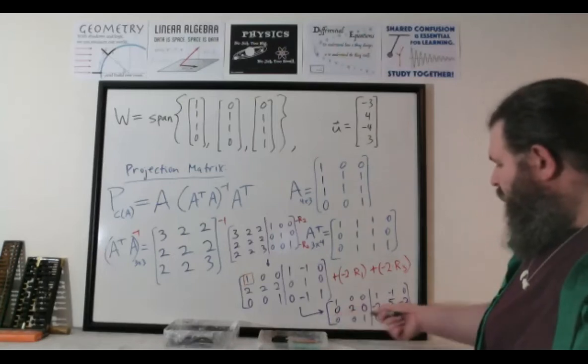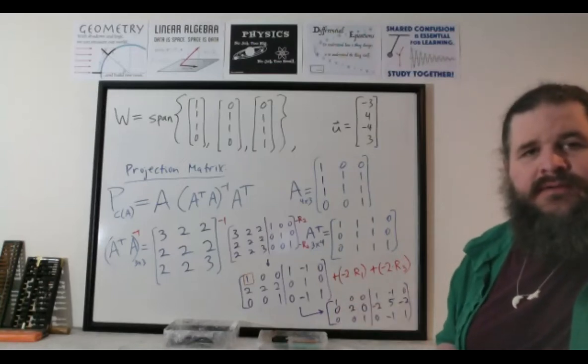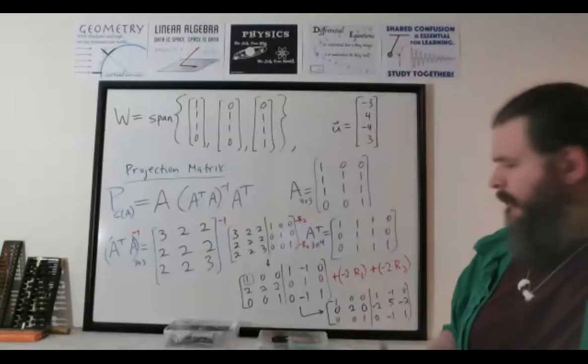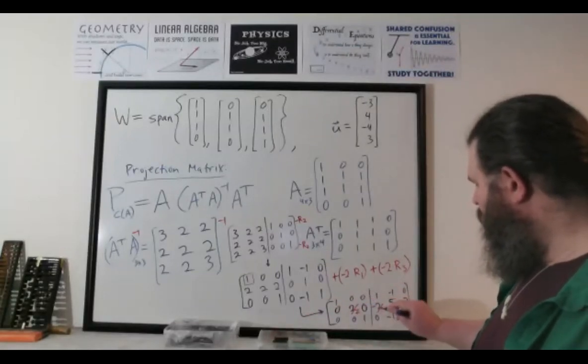And at this point, this is now almost in reduced row echelon form. What's the only thing we still need to do? Divide the middle row, the second row, by 2. Right, divide that entire second row by 2.